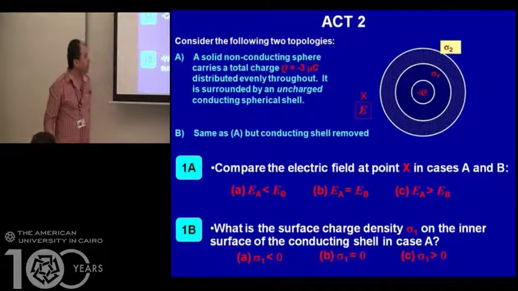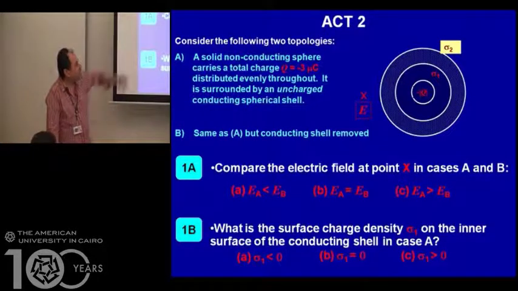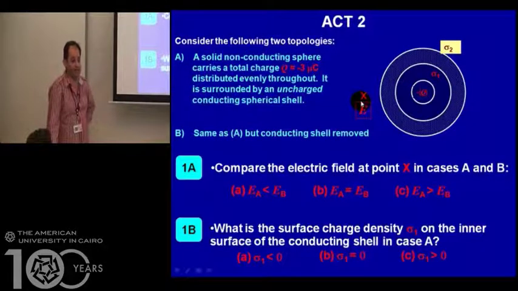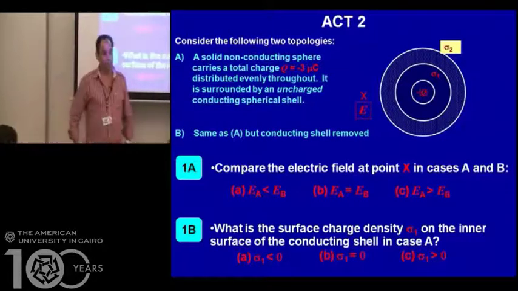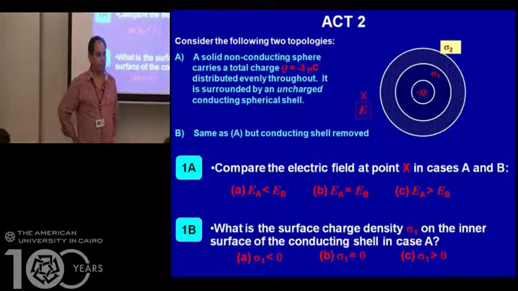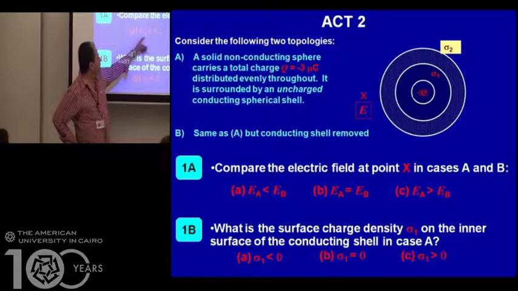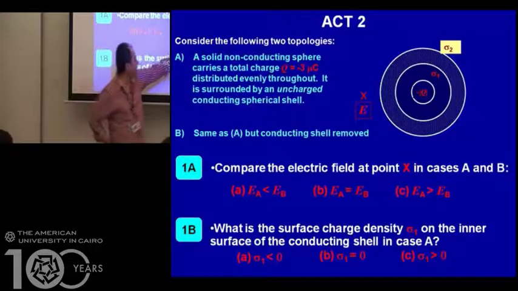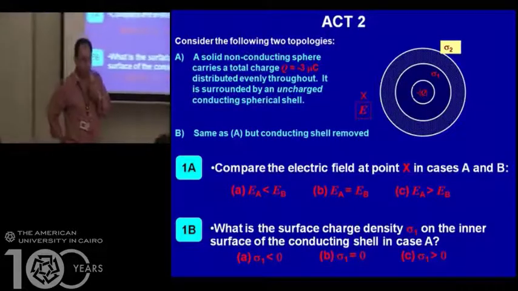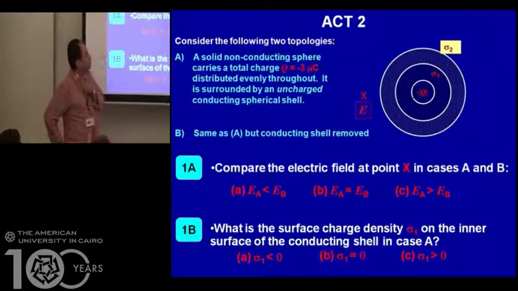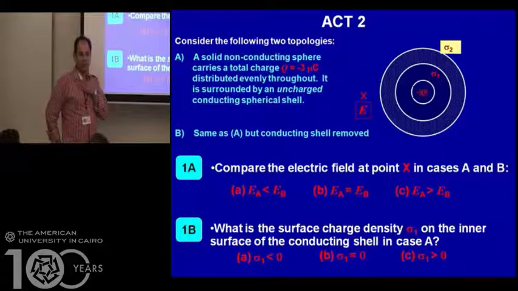Now, we need to compare the electric field at point X. You see where point X is, outside the whole thing, for the two cases, A and B. We have EA is less than EB, EA equal to EB, EA is more than EB.